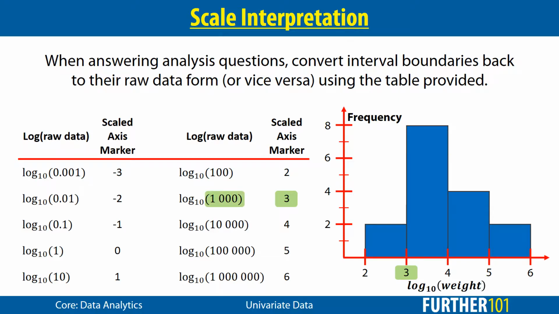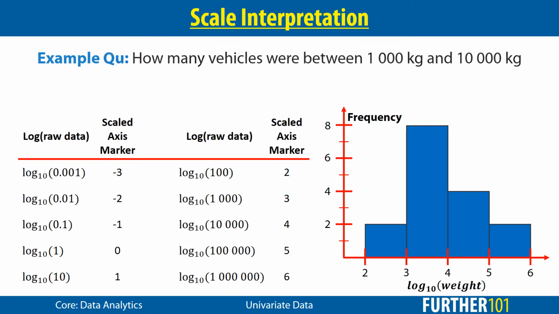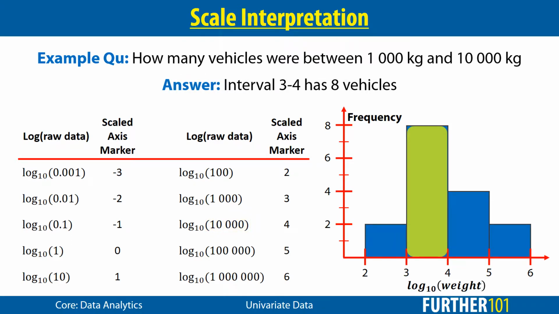You can also reverse this process to find the scaled interval boundary or axis marker from the raw value. Let's try answering the question of how many vehicles were between 1000 and 10,000 kilos. So let's start with the lower boundary, 1000. We can find the row that has the logarithm with 1000 inside of it, and find its corresponding scale marker value, which is 3. We can do exactly the same for 10,000 and see that its scaled marker value is 4. Hence, the scaled version of 1000 to 10,000 kilogram interval is 3 to 4. This bar on the histogram has a count of 8 vehicles.